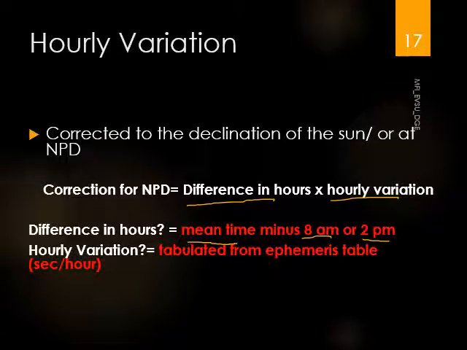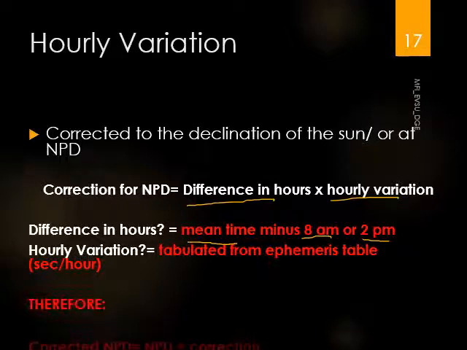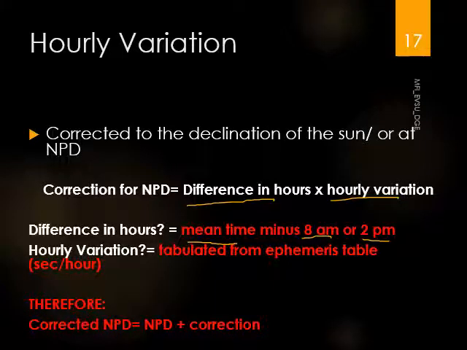Yung hourly variation, paano natin nakuha? This is tabulated from the ephemeris table. It is in seconds per hour. So, nasa ephemeris table ito. Therefore, yung corrected NPD natin is just the NPD plus yung ating correction. Nagiging minus lang siya if negative yung declination ng ating sun.